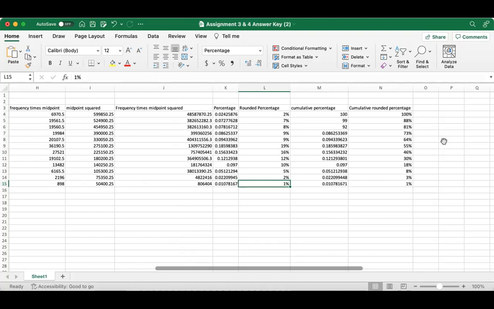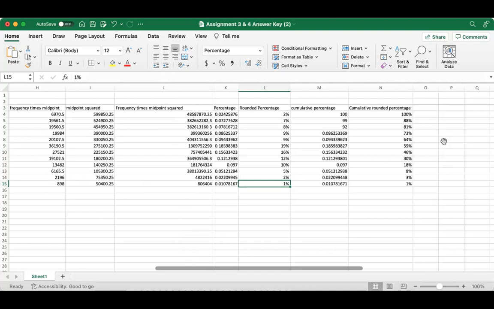So the rule with rounding is it's to the right of the decimal. 0.5 and above, you round up. 0.4 or lower, you round down. So this one is going to be 1%. Does that make sense?